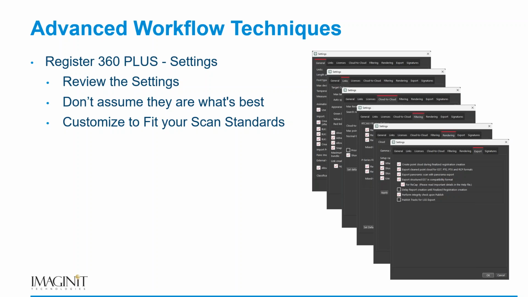Once we have those standards, we take Cyclone Register 360 Plus, we set them to those standards, and what's nice is once you set them, they're there. They're saved as default. So making sure that Register 360, to me, that's one of the more important things to get done, is making sure that we have those settings set up correctly. All right, next slide.